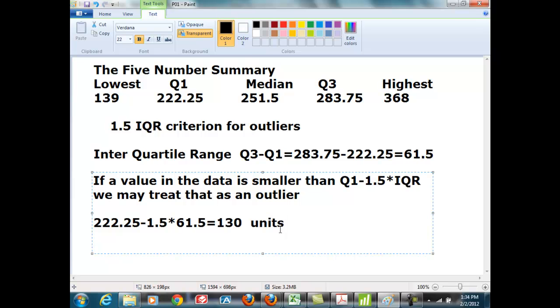So when that number gives you less than the lowest number, then there's no outlier according to this criterion. Go ahead, Clayton. So how would you have an outlier then? I will show you. We'll find out in a few minutes.